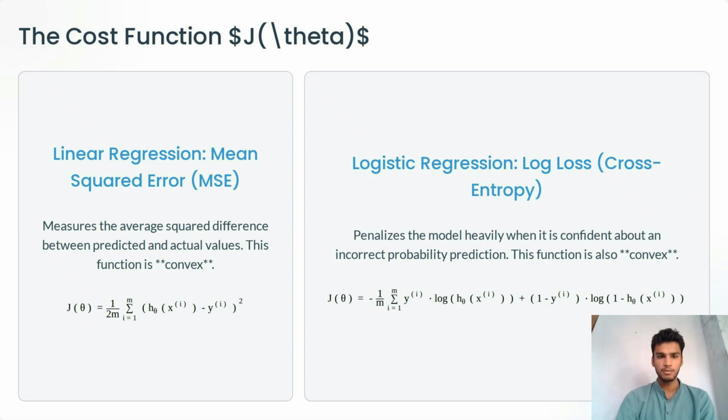The cost function for linear regression and logistic regression. Linear regression: mean squared error measures the average squared difference between predicted and actual values. This function is convex. Logistic regression: log loss, cross entropy, penalizes the model heavily when it is confident about an incorrect probability prediction. This function is also convex. The formulas for both mean squared error and cross entropy are given.